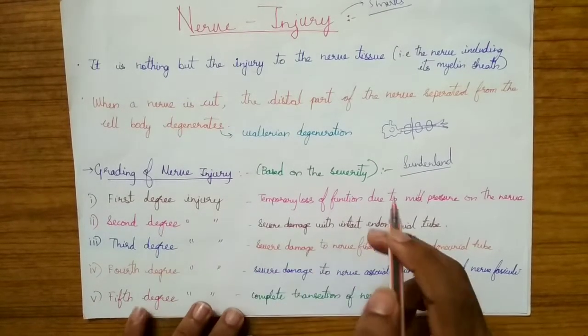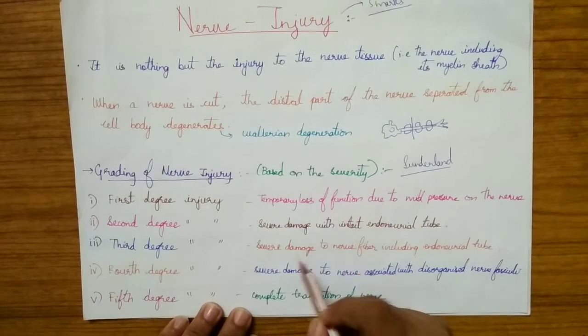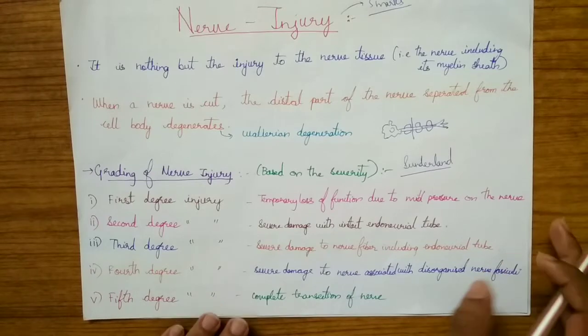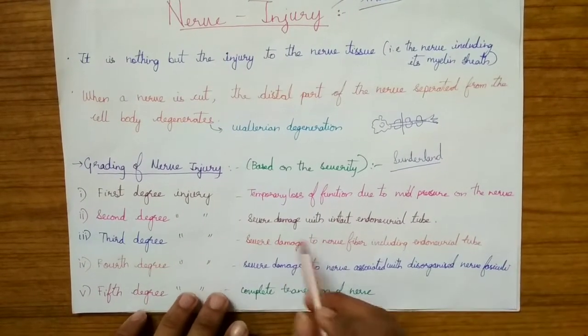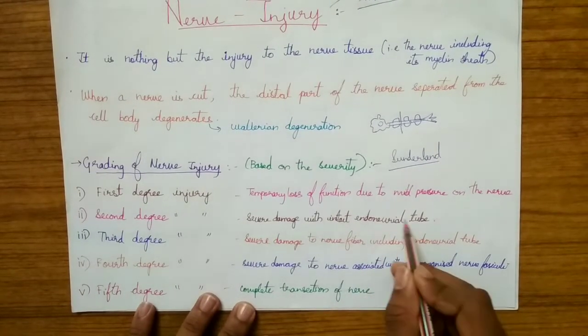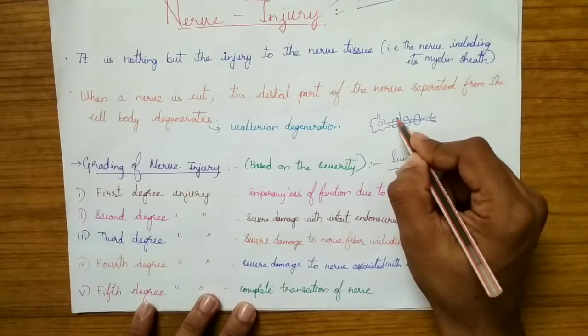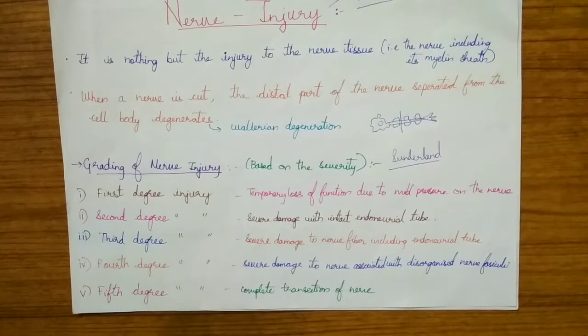The first degree of injury, in it there is temporary loss of the function of the nerve due to mild pressure on the nerve. The second degree injury contains severe damage with intact endoneural tube. Endoneural tube is nothing but a covering outside the myelin sheath of the nerve. Third degree injury, in it there is severe damage to the nerve fiber including the endoneural tube.